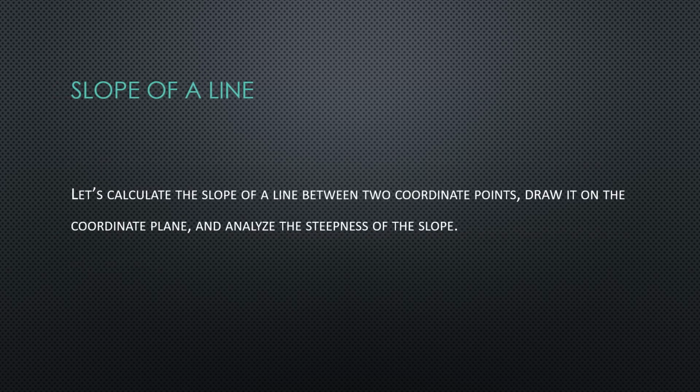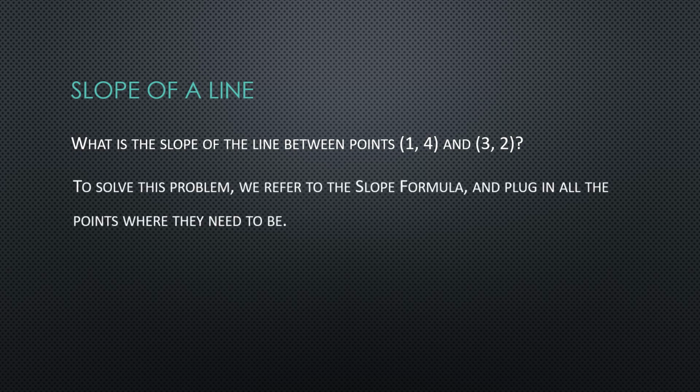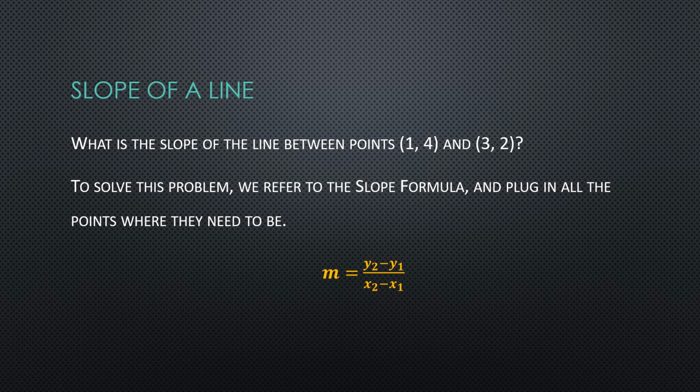Let's calculate the slope of a line between 2 coordinate points, draw it on the coordinate plane, and analyze the steepness of the slope. Example 1. What is the slope of the line between points (1, 4) and (3, 2)? To solve this problem, we refer to the slope formula and plug in all the points where they need to be. Let's take a look at the formula again. So, if we plug in the numbers correctly, we will get 2 minus 4 over 3 minus 1. Evaluate and we will get minus 2 over 2, which equals minus 1.